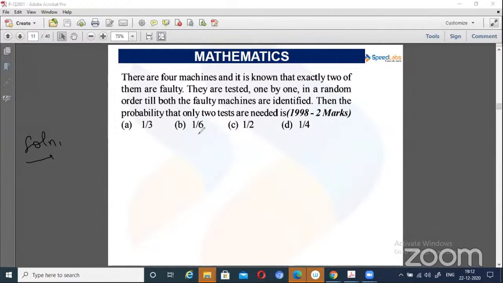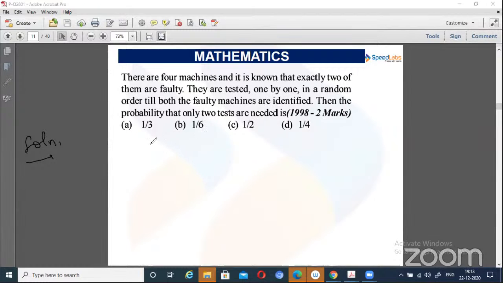There are four machines and it is known that exactly two of them are faulty. Okay. They are tested one by one in a random order till both the faulty machines are identified. Then the probability that only two tests are needed. So हमें चार machines में से दो faulty machines को detect करना है and क्या probability है कि दो test में ही will be able to detect the faulty machine.